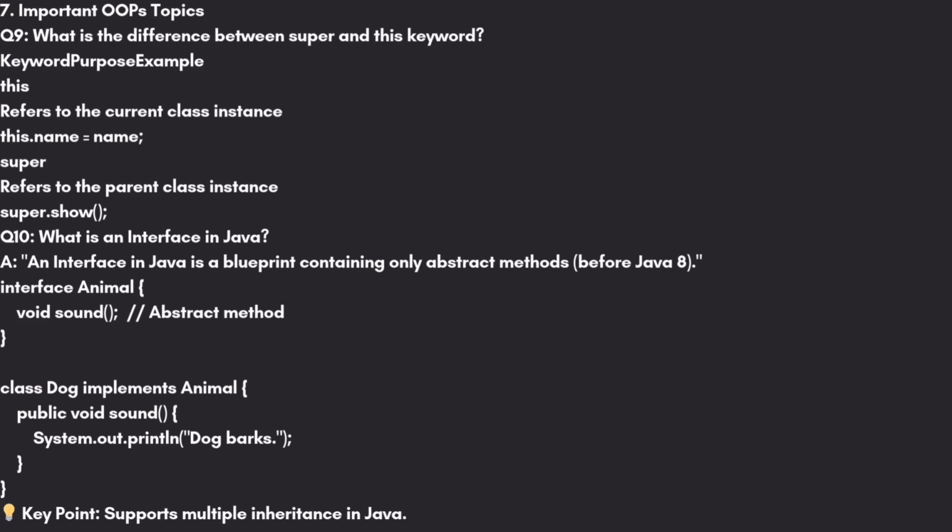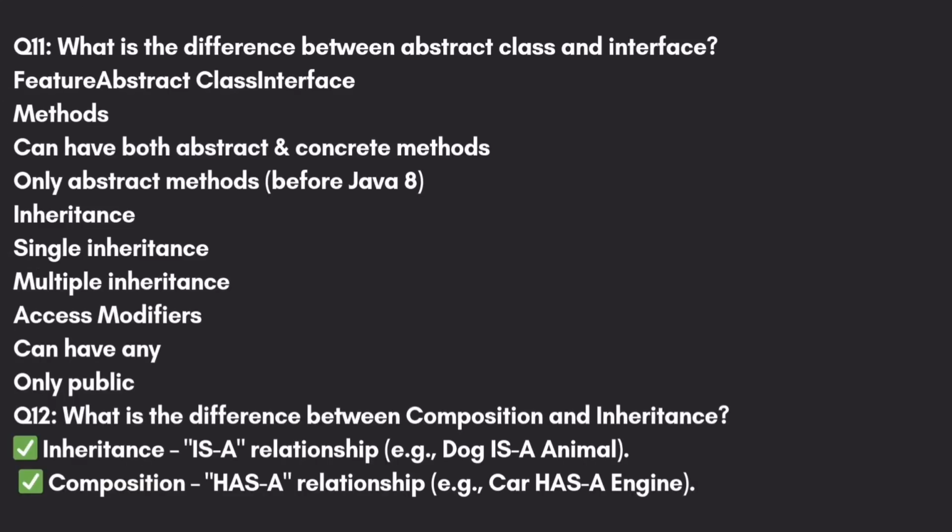Question number 11 is, what is the difference between abstract class and interface? An abstract class can have both abstract and concrete methods, and an interface only has abstract methods before Java 8. An abstract class is for single inheritance, and an interface is for multiple inheritance. Access modifiers: an abstract class can have any access modifier, whereas an interface can have only the public access modifier.